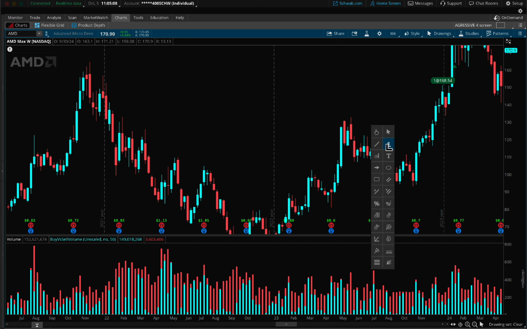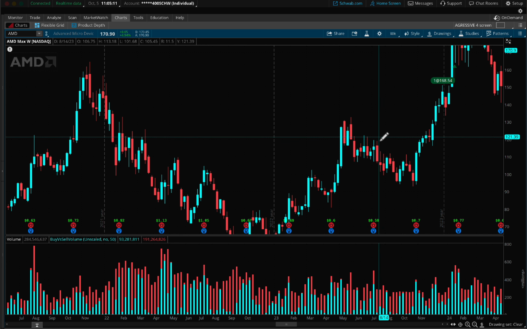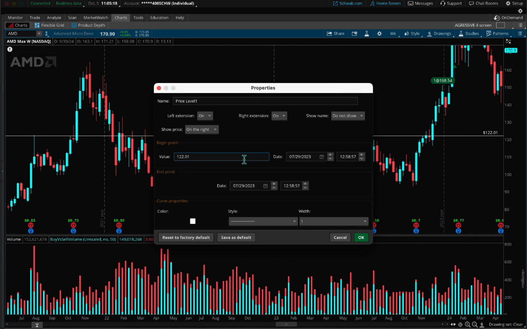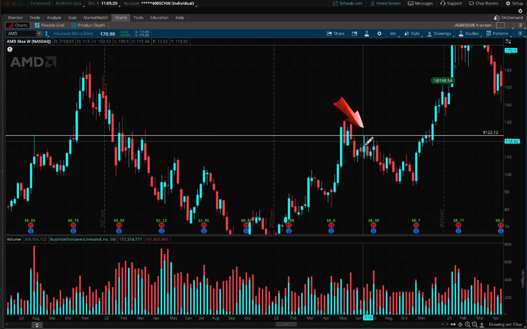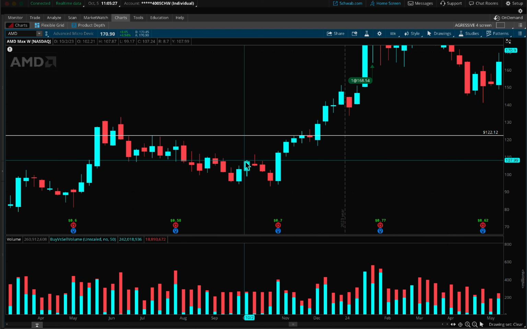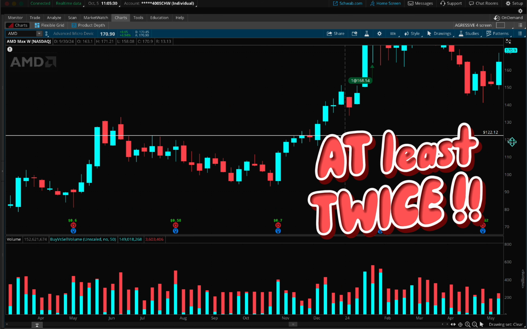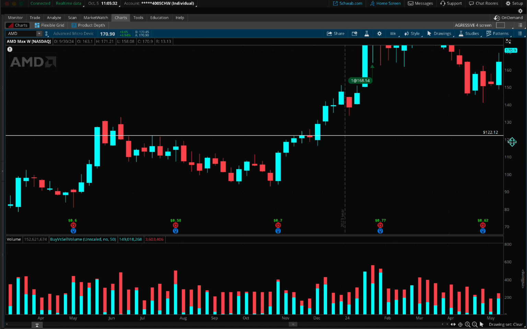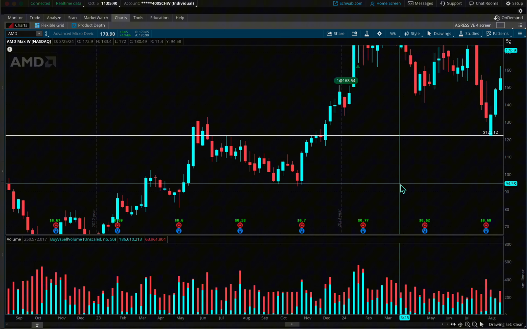So I'm going to mark off that level we just talked about, which I didn't even notice: 122.12. The reason I'm marking this one off is that we hit this level twice: 122.12 here, 122.11 here. A 1 cent difference. That's what I'm talking about. That's the key gem, guys. If you can find levels where the market hit a specific level at the very least twice, that is the gem, because when you go on a lower time frame, you'll notice the reactions there are strong.